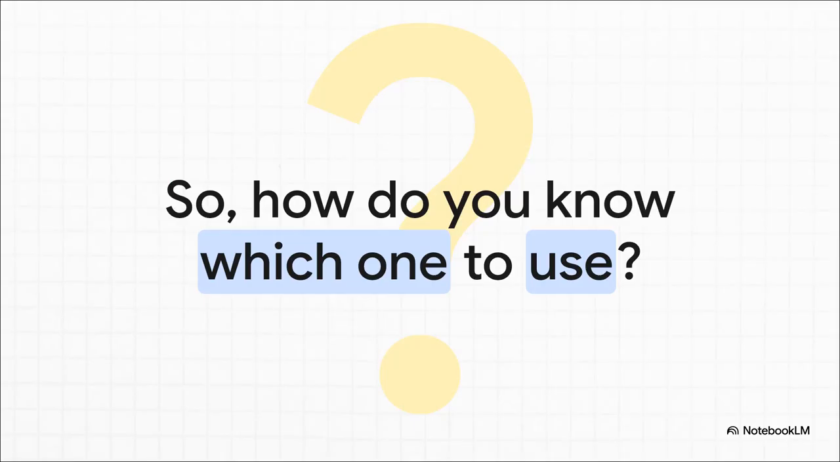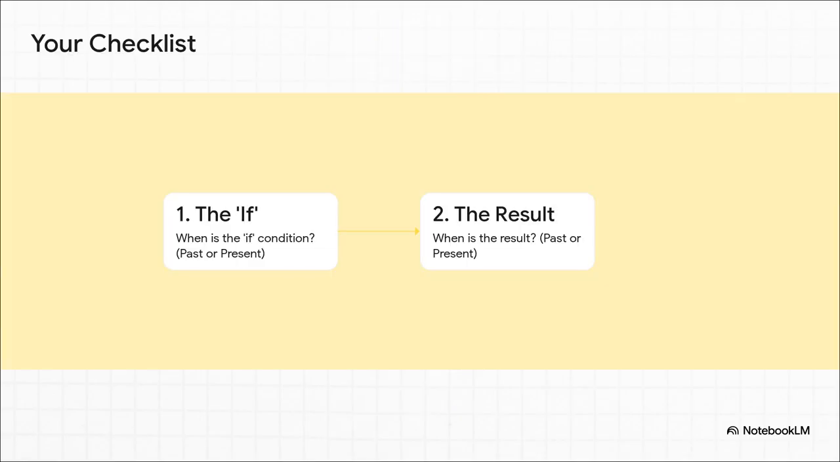But that's the big question, isn't it? How do you know which one to use when you're actually talking to someone? How do you pick the right one without your brain turning into a pretzel? Well, good news. It's actually way, way simpler than it seems. All you need is this super simple two-step checklist. First, just ask yourself, when is the if part? Is it in the past or is it in the present? Second, ask, when is the result? Is that happening now or did it happen in the past? That's it. Once you've got the answers to those two questions, you'll know exactly which structure from our little toolkit to grab. It really is that simple.